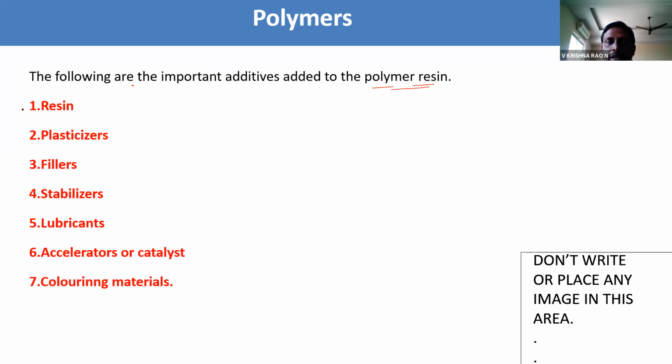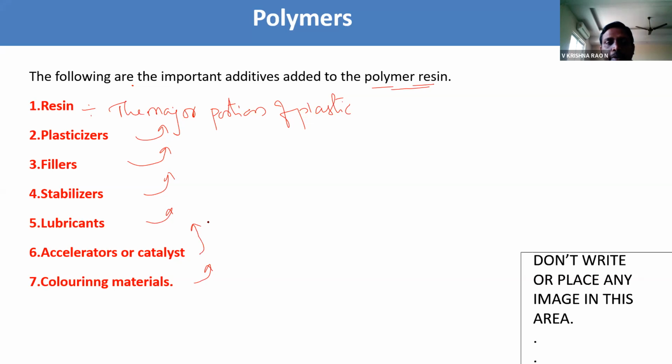The major portion of the plastic is the resin. To this resin, we add plasticizers, fillers, stabilizers, lubricants, which are nothing but oils, accelerators, which are catalysts, and coloring materials.